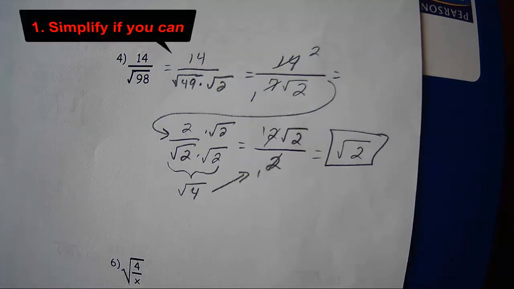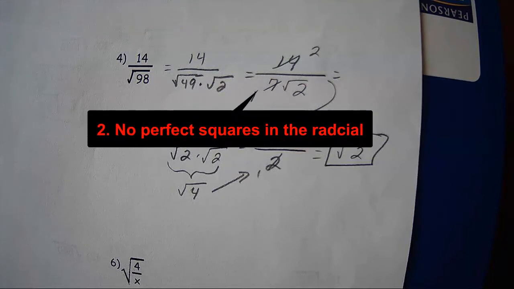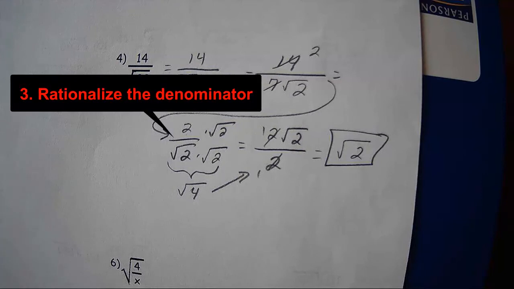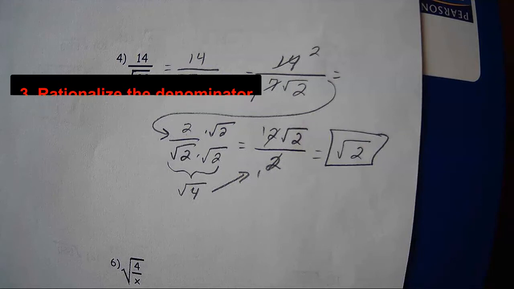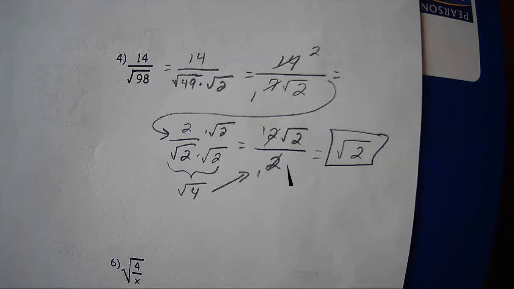So first thing, simplify. Second thing, no perfect squares in the radical. Then the next thing you want to look and see, get rid of any radicals in the denominator. Rationalize your denominator. Then after you rationalize the denominator, go back again. Can you simplify?